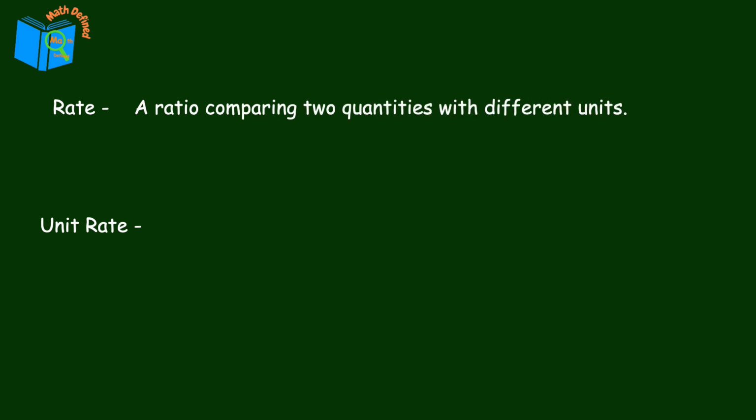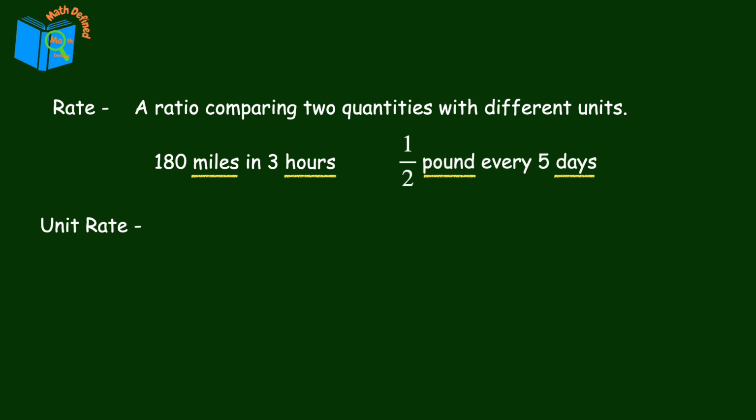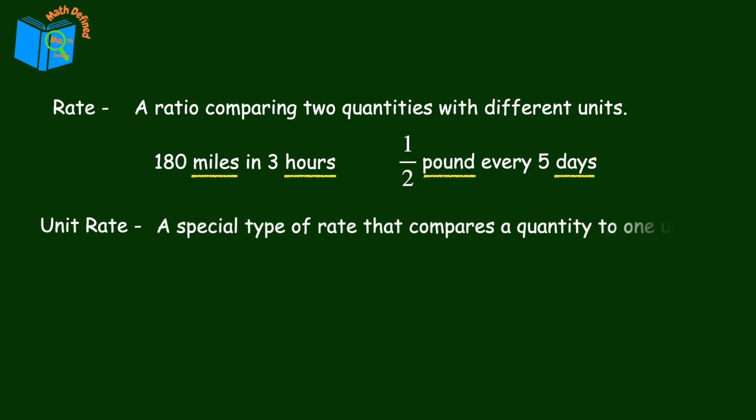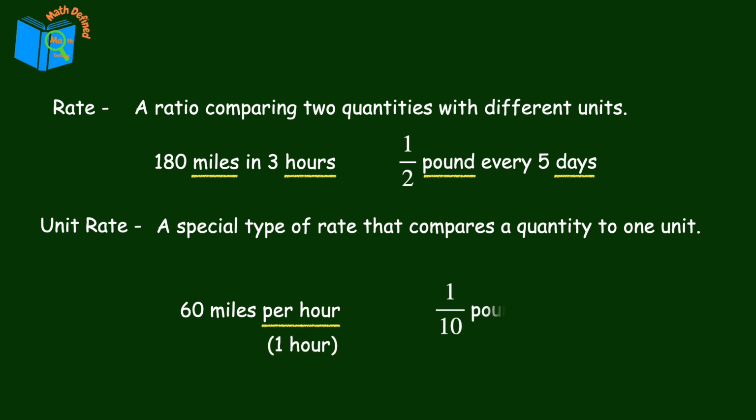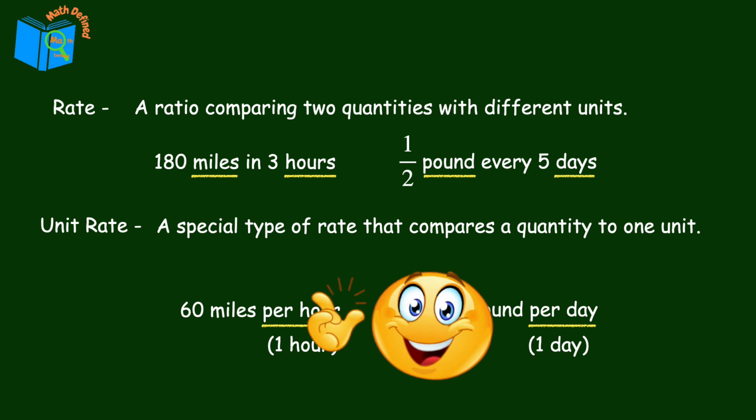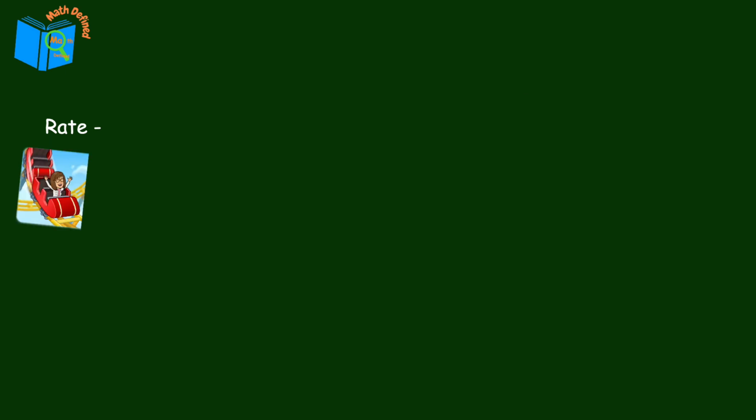First, let's break down the key difference between a rate and a unit rate. A rate is a ratio comparing two quantities with different units, like 180 miles in 3 hours, or a half a pound every 5 days. A unit rate is a special type of rate that compares a quantity to one unit, like 60 miles per hour or 1/10 pound per day. Let's learn how to convert a rate into a unit rate.